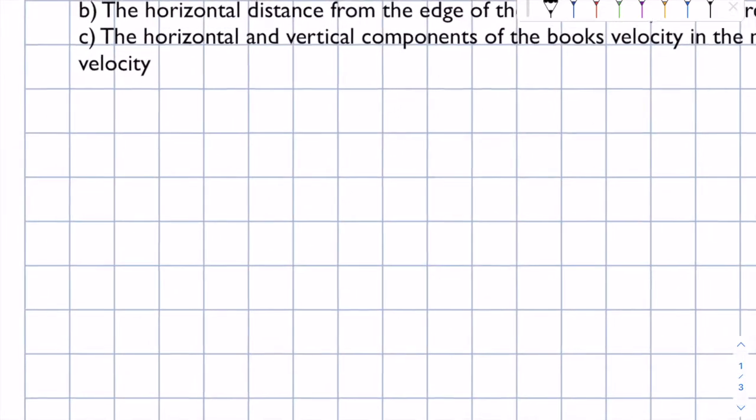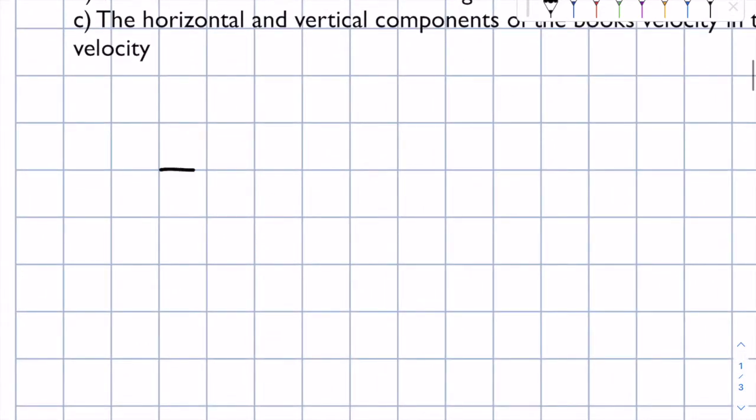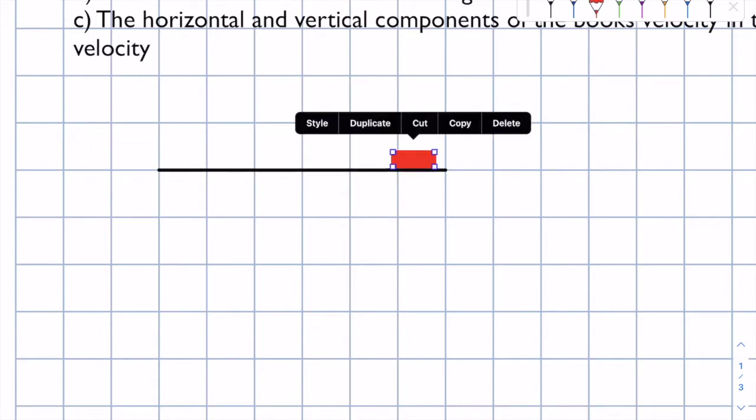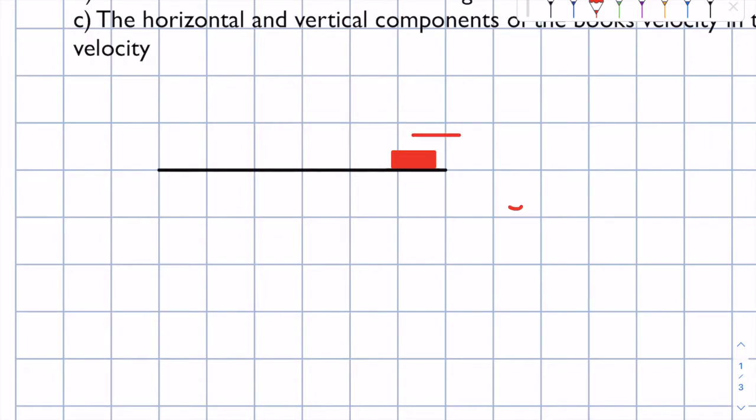All right, so let's get right into it. First, I'm going to draw a picture. So here's the top of the tabletop. Here we have our physics book, which we know is going 1.1 meters per second, all in the x direction. And we know that this tabletop has a certain height. Let's call that y naught. Here I'm just going to draw the legs of the table to make it look somewhat like a table.